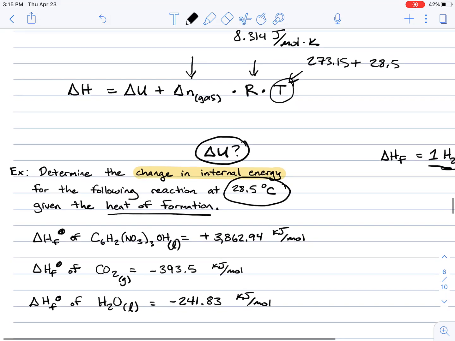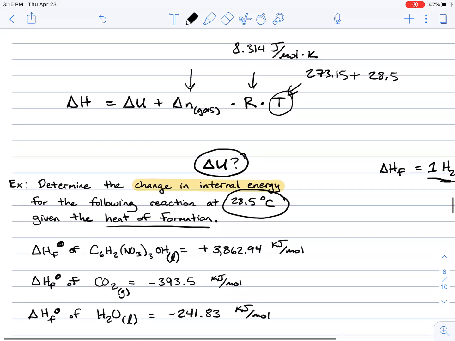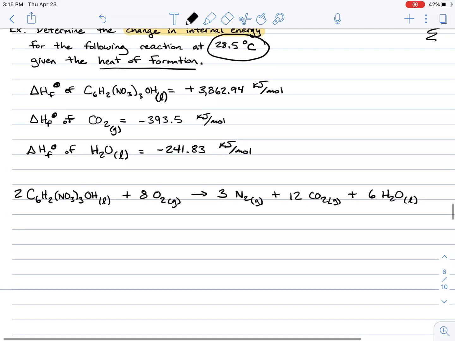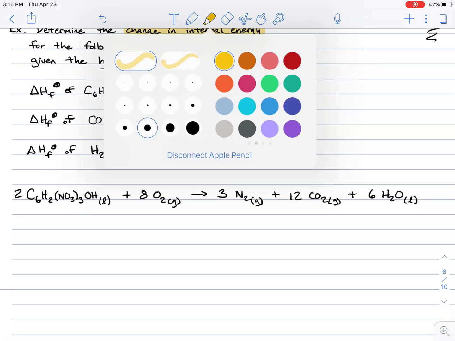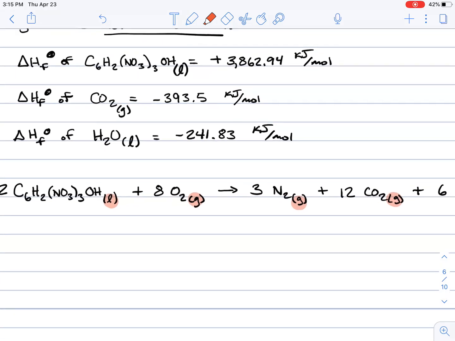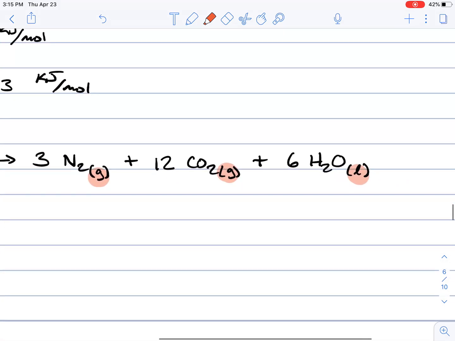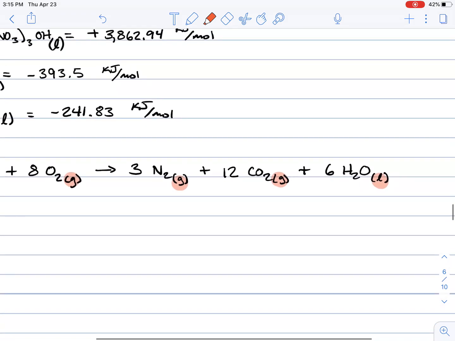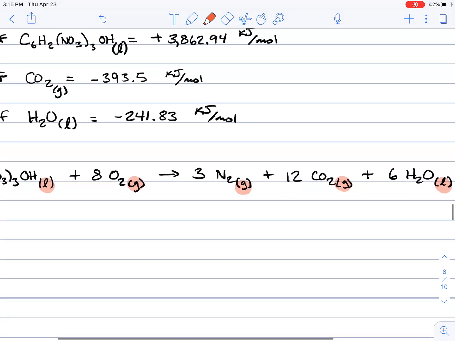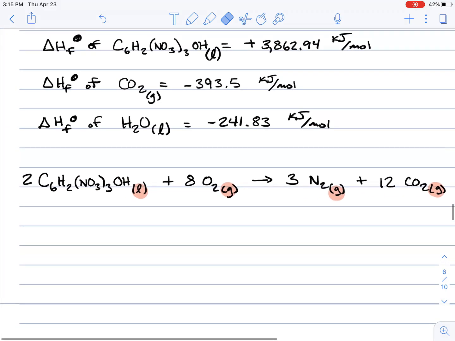Now, the number of moles of gas is something that I can calculate by looking at my balanced chemical equation. If you guys are looking at the physical states of matter, I have liquid, gas, gas, gas, and liquid. Maybe I'll zoom in just a little bit. When you guys are working with a mixture of physical states of matter, only focus on the ones that are gaseous in state. So we're going to go ahead and ignore liquid.